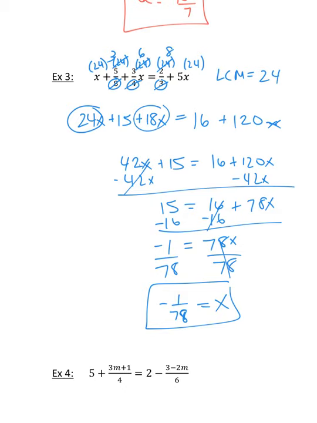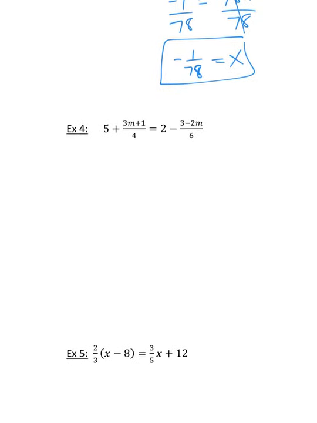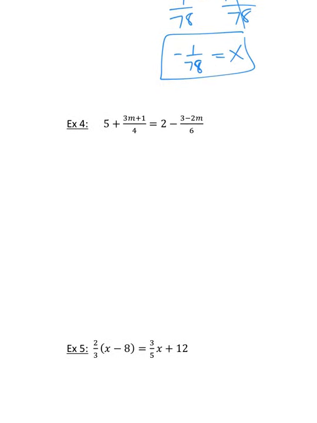Okay, the next one we're going to look at has fractions that have numerators that have two terms. So with these, you have to remember that there are invisible parentheses around the numerators. Your LCM, the least common multiple of 4 and 6, would be 12. So I'm going to multiply this term by 12, this term by 12, this term by 12, and this term by 12. The big fractions are just one big term.